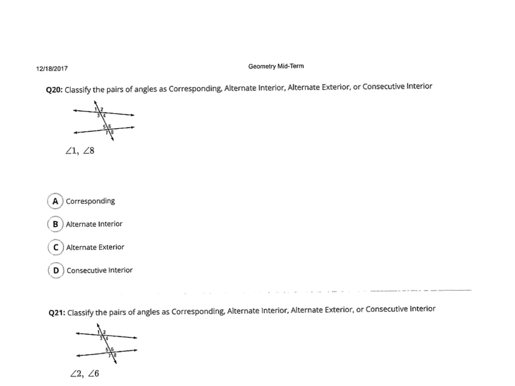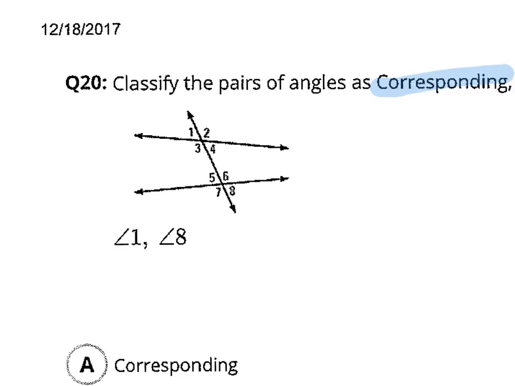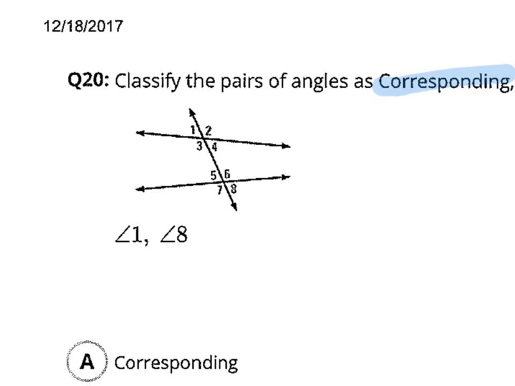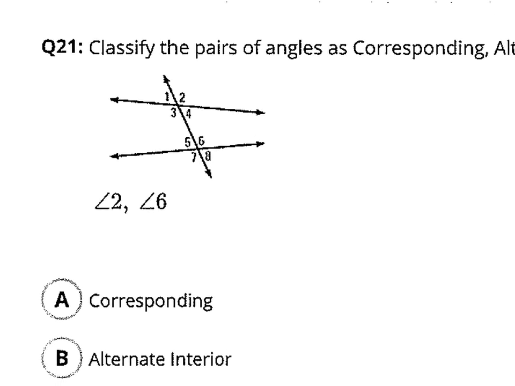20 and 21, we're talking about classifying pairs of angles. They're either corresponding, alternate interior, alternate exterior, or consecutive interior. So I'm going to zoom in here. So angle 1 and angle 8. Which of those four is angle 1 and 8? And number 21. Which of these choices would be best for 2 and 6? One on the inside, one on the outside, both in the upper left.